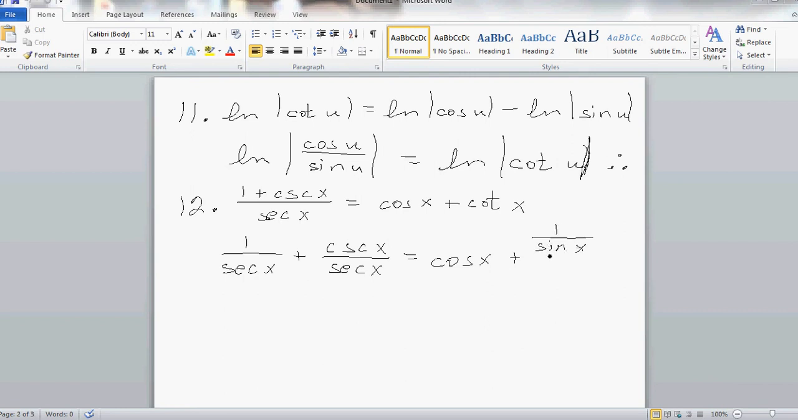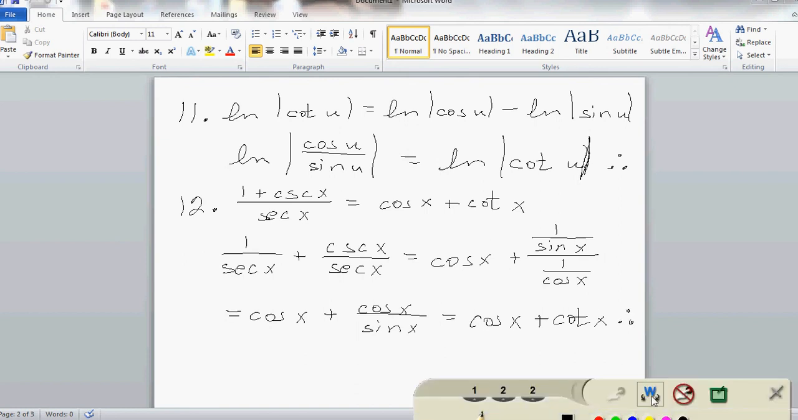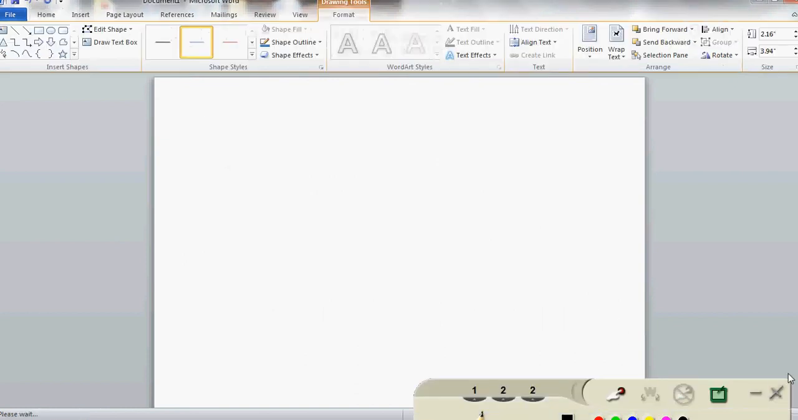the sine of x. Secant of x is 1 over the cosine of x. And so this will become the cosine of x plus, okay, simplifying this becomes the cosine of x over the sine of x. And of course, the cosine of x over sine of x is equal to the cotangent of x, which is exactly what we needed to prove, so we're ready to go on.